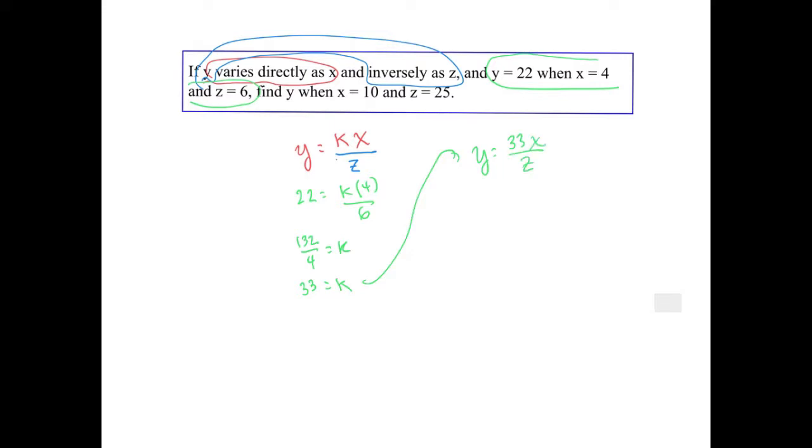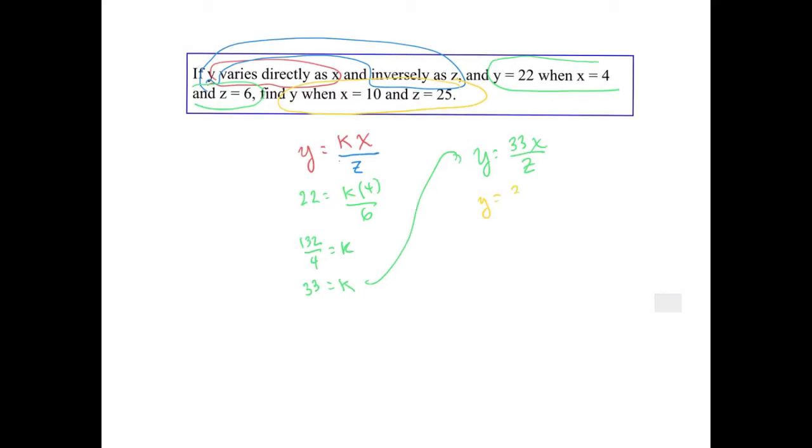And then you use the incomplete information to answer the question. Find y when x is 10 and z is 25. That would give me 330 over 25, which simplifies down to 66 over 5. So 13.2 if you wanted to do a decimal.